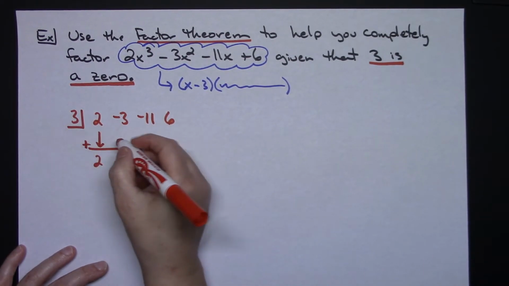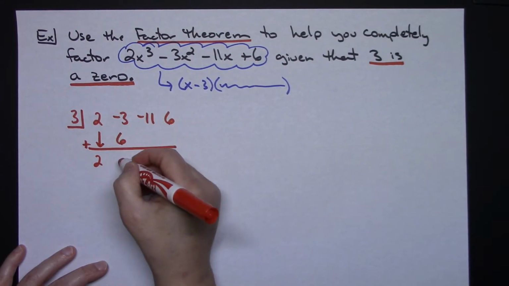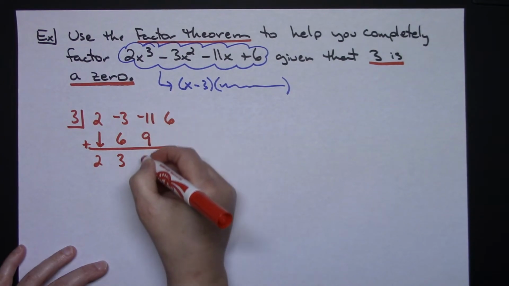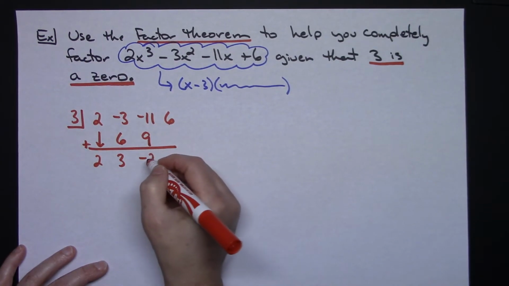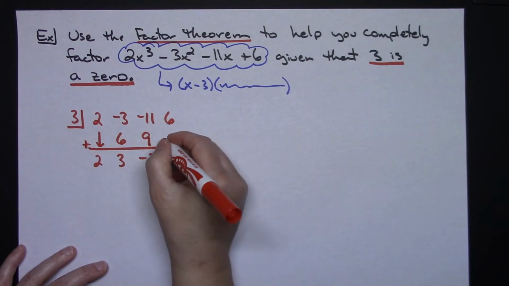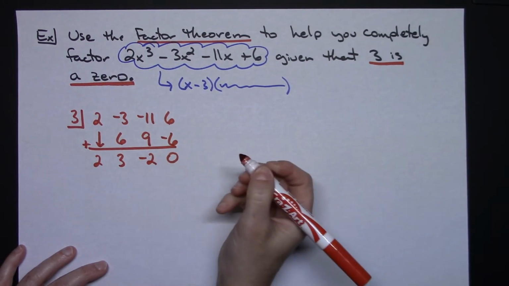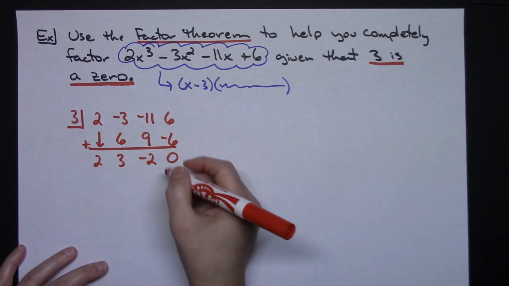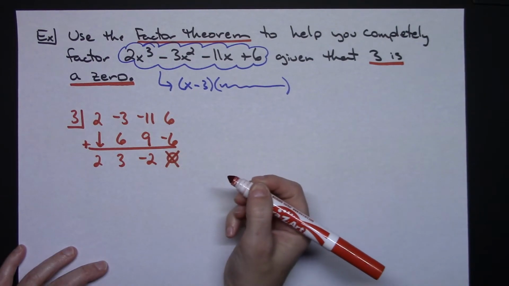So 2 times 3 is going to give me a 6. Add coming down, I'm going to get a 3. 3 times 3 gives me a 9. Add coming down, I'm going to get a 2. Sorry, negative 2. Negative 2 times 3 is going to give me a negative 6, and I get a 0. Which we knew was going to happen because we know it's a factor. So I don't need this remainder.